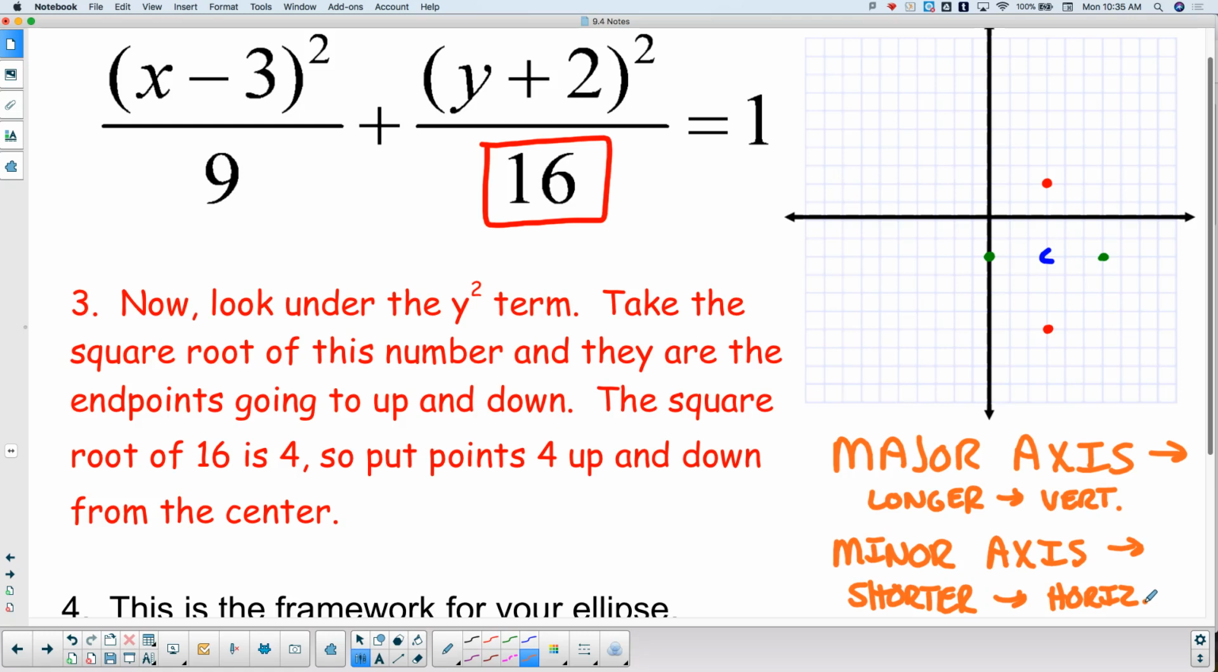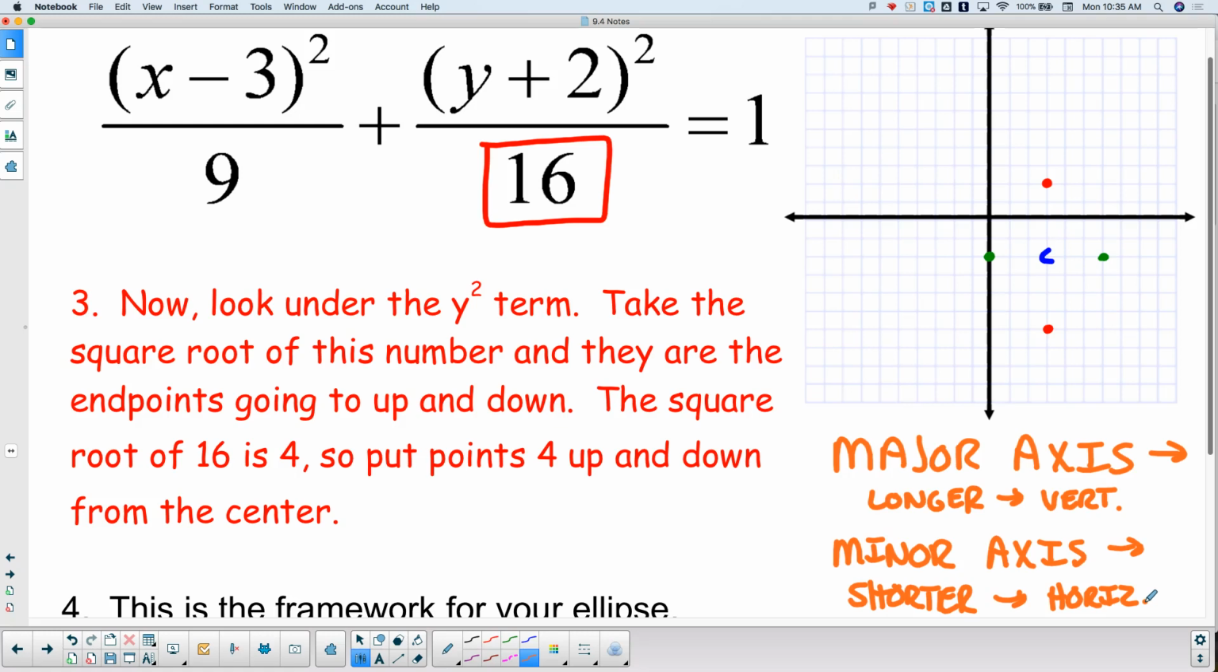Just from the equation, now that you know how to get those endpoints, can you tell which one is going to be major and which one's going to be minor just from the equation? Yay or nay? How do you think, Sylvia? 16 and 9, you can kind of tell, 16 will hold y because y is vertical, because 16 is under y. But how could I tell that the vertical axis from the equation is going to be the major axis?